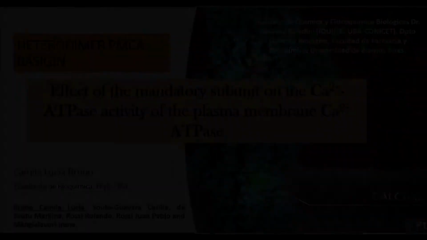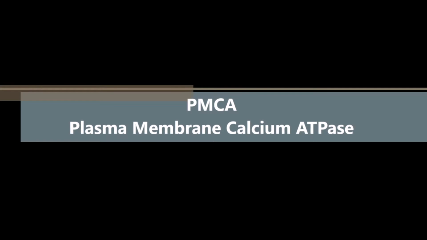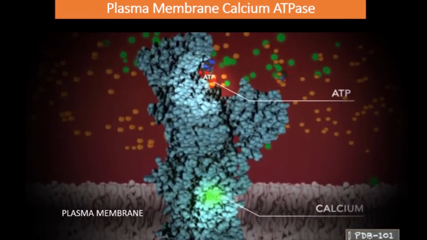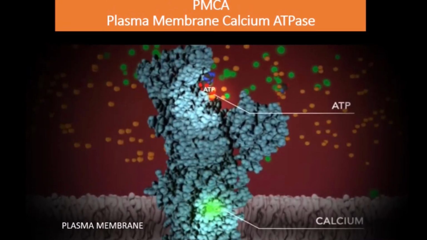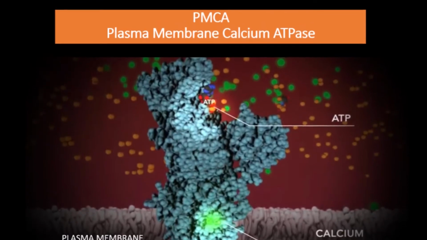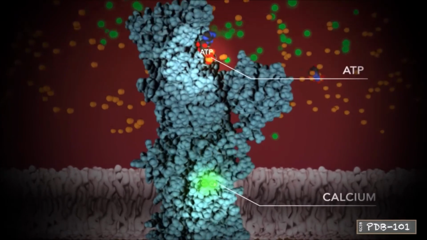To begin with, PMCA is the acronym for plasma membrane calcium ATPase, a protein located on the cell surface that is in charge of removing intracellular calcium ions to the exterior of the cell in a process that requires energy. This energy is provided by the ATP molecule, which is hydrolyzed during the process. So how does the protein work?